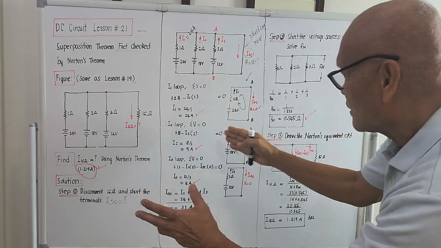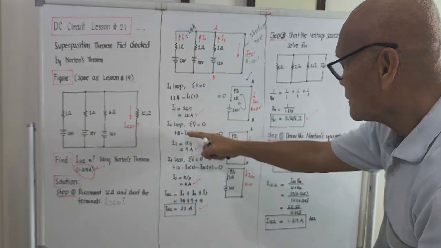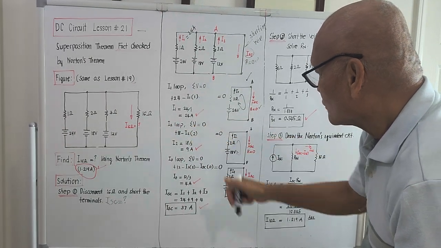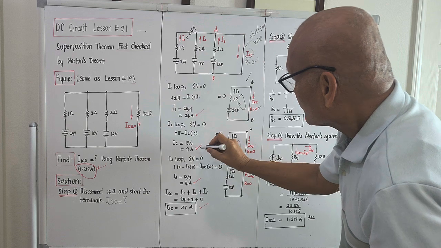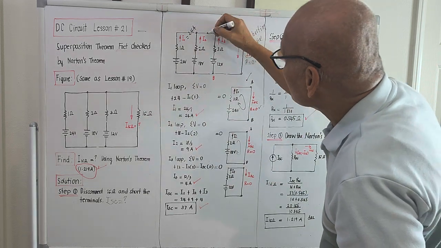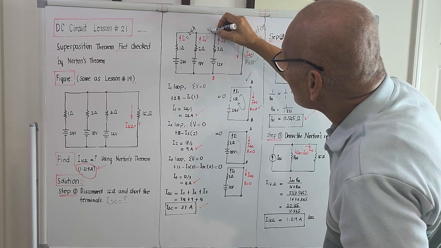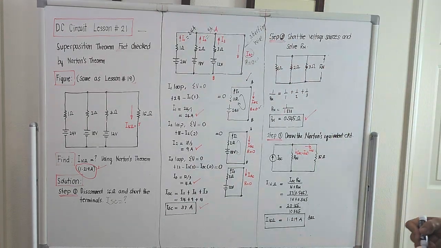Again, there is only one unknown, and that one unknown is I sub 2. So I sub 2 will be 18 divided by 2, and that will be 9 amperes. So this is 9 amperes.